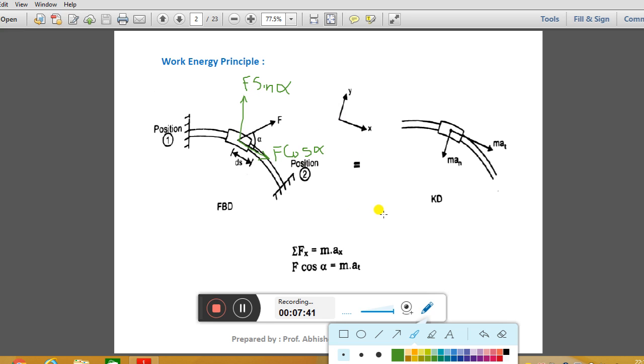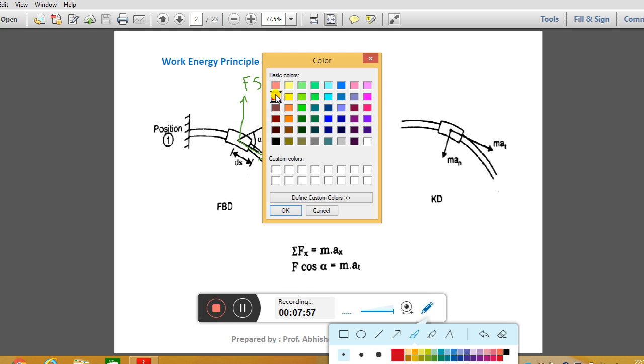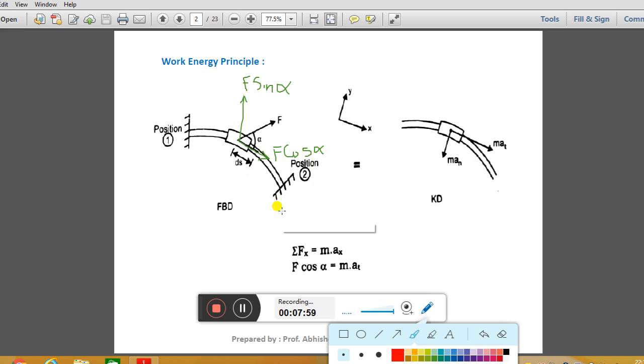So let us write the left hand side with the help of the free body diagram. One minute, we'll use the pen. We'll use some different color so that you can understand in a better way. One minute, I will redo this.